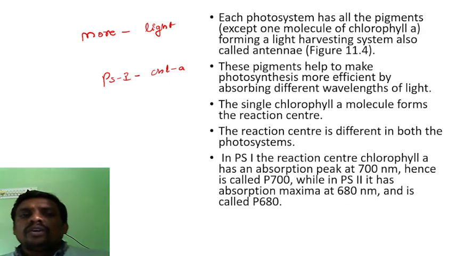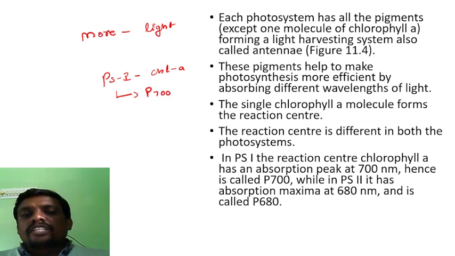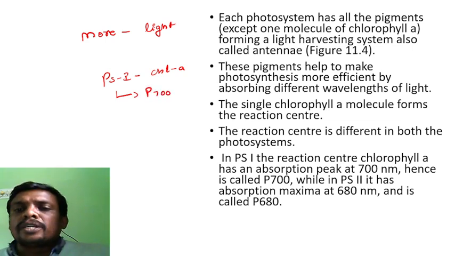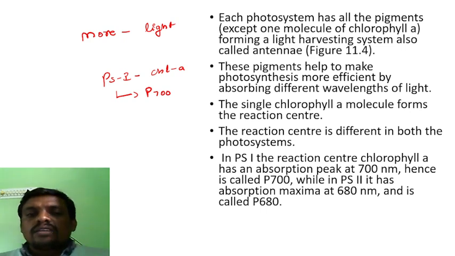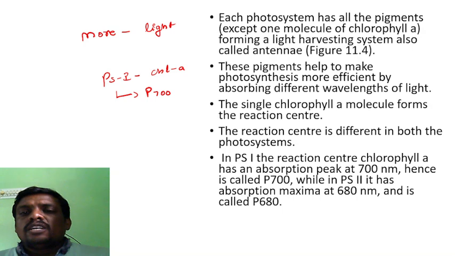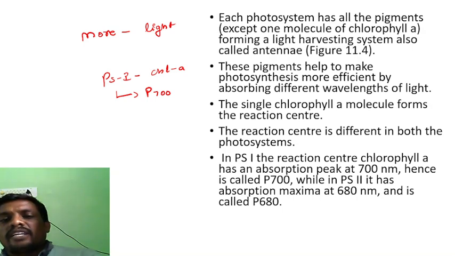As I told you, photosystem 1 is activated when there is 700 nanometers of light, while PS2 has its absorption maximum at 680 nanometers of light, hence it is called P680.